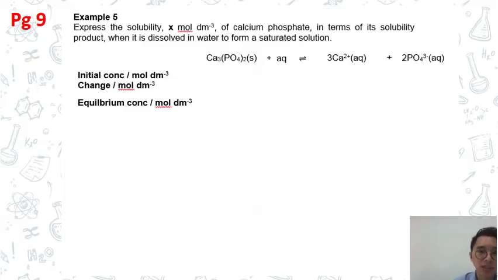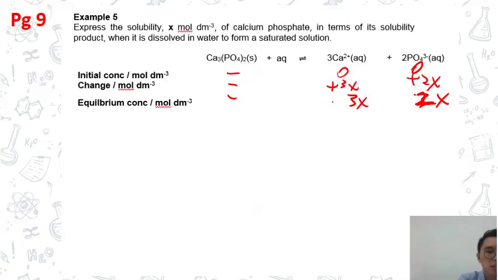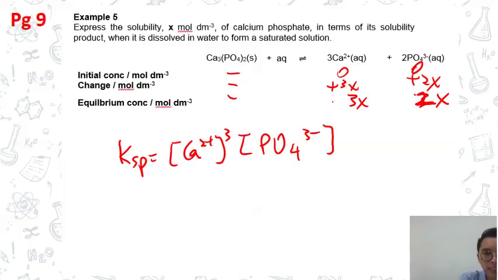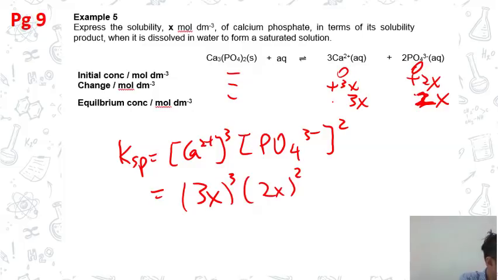Let's look at example 5. At least this will be 0, 0, 0. This one will follow the mole ratio, plus 3x, plus 2x. At equilibrium, at saturation, this will be 3x and this will be 2x. And what is your KSP? It would be Ca2+ to the power of 3 times PO4 3 minus squared. So this is 3x to the power of 3, 2x to the power of 2, which should equal 108x to the power of 5.